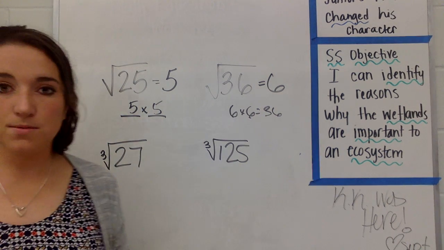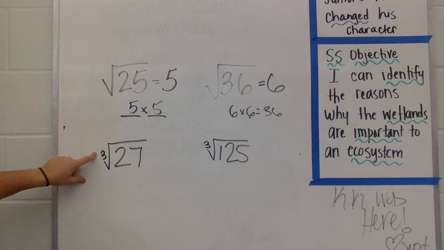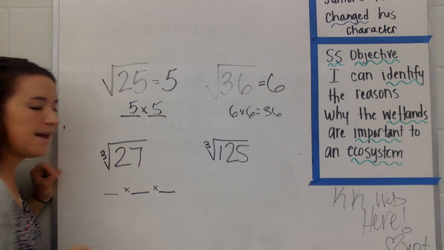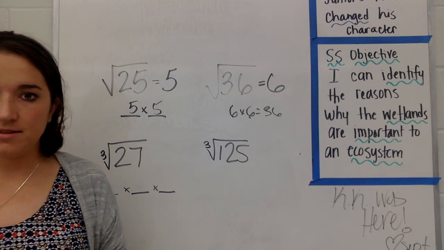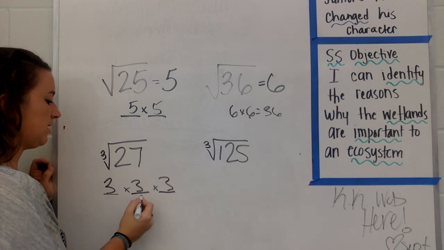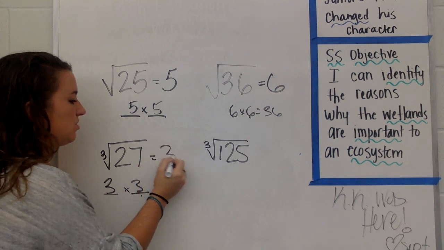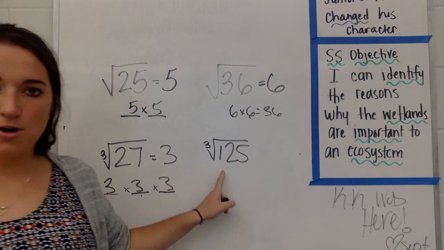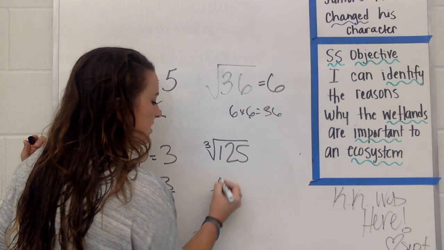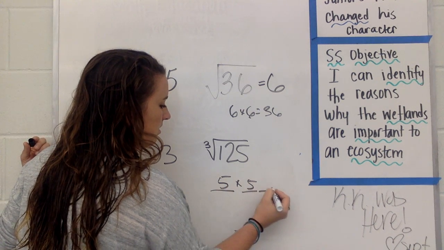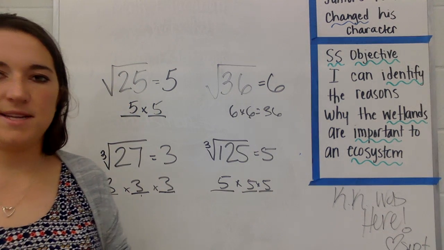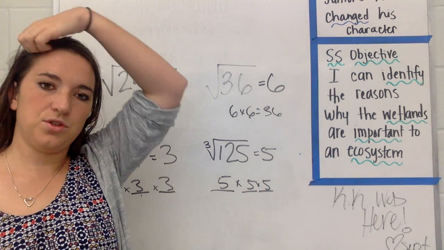Now getting to cube roots, this little 3 tells you that it means a cube root, which means what number multiplied by itself 3 times gets you to 27. The correct answer is 3. 3 times 3 is 9, times 3 is 27. Try on your own. What is the cube root of 125? The correct answer is 5, because 5 times 5 times 5 equals 125.